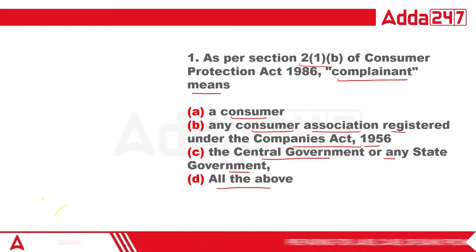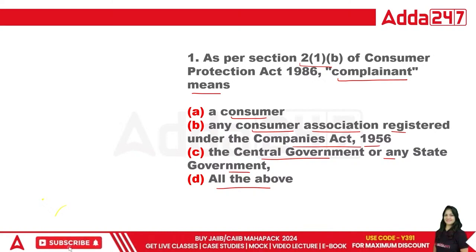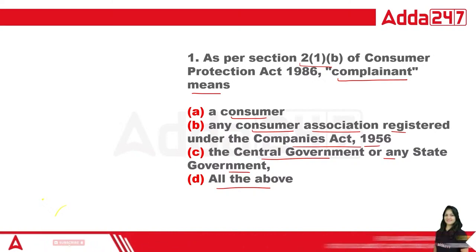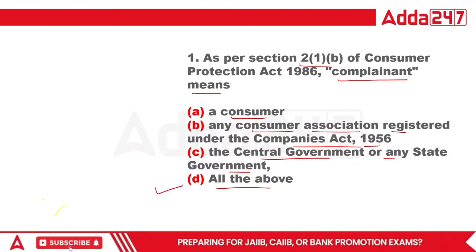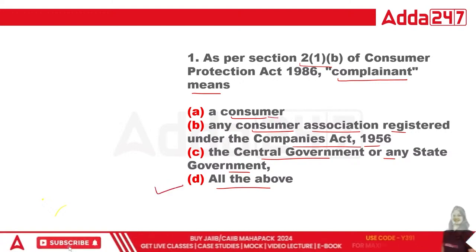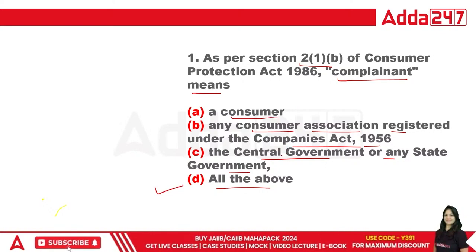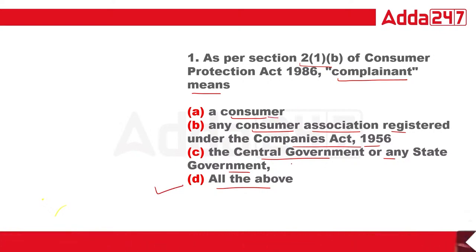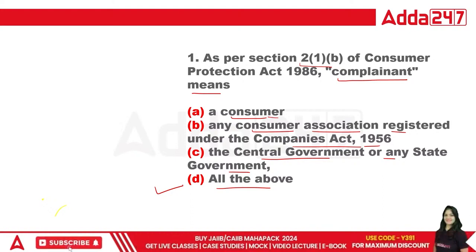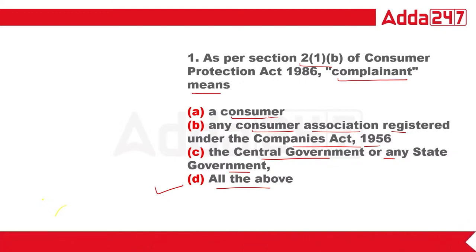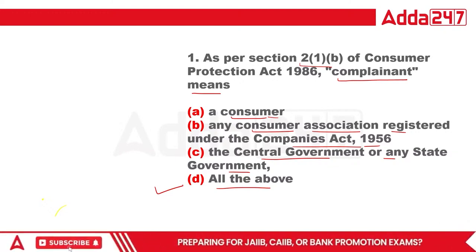This is a very simple question. Okay. A very simple question. So the right answer is all of the above. A complainant can be a consumer, and can be the central and state government also, because we know that central and state governments also purchase things, and also the consumer association registered under the Company Act. So for the first one, D is the right answer. Is that okay? First one, D is the right answer.